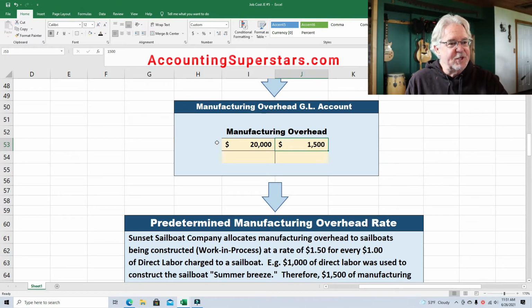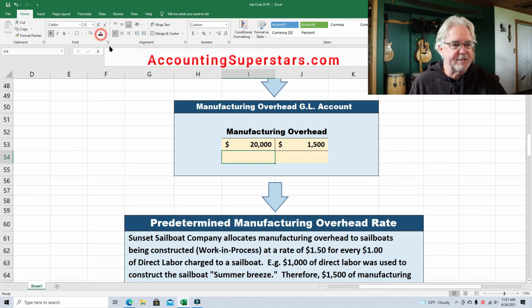All right. So here's what's going on. On the left-hand side, this is the actual overhead. On the right-hand side, this is the applied. So these are numbers coming in, and on the right-hand side, numbers going out. So in this case, right now, I don't have a balance. All right, well, it'd be, what, $18,500. But the manufacturing overhead account is usually a very, very large account. It includes so many things.